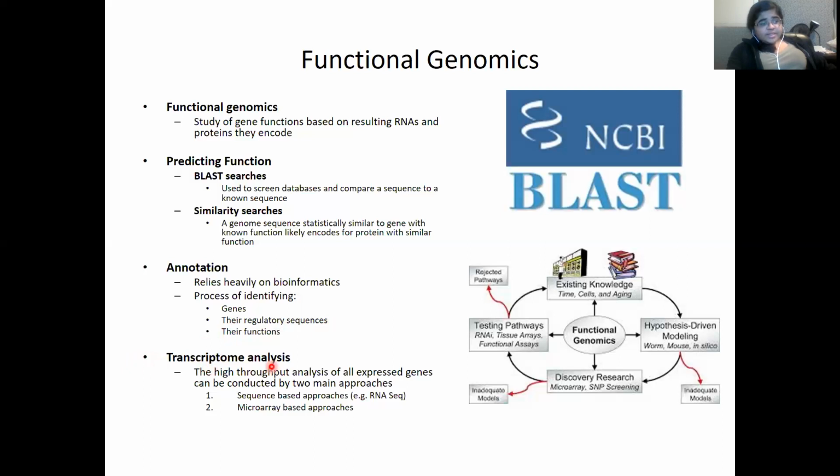Transcriptome analysis is essentially a high throughput analysis of all expressed genes that can be conducted by two main approaches. One way to do this is sequence-based approaches like RNA-seq. That's just one example. There are multiple other ones. And we have microarray-based approaches.